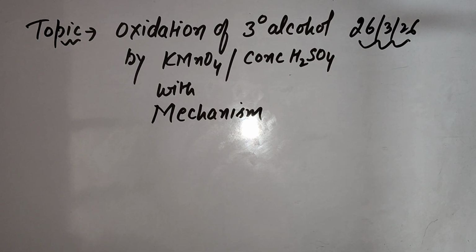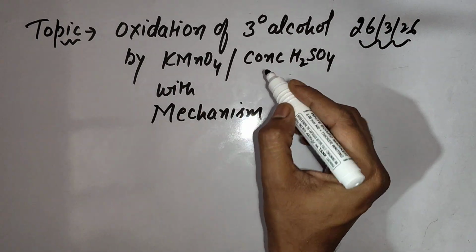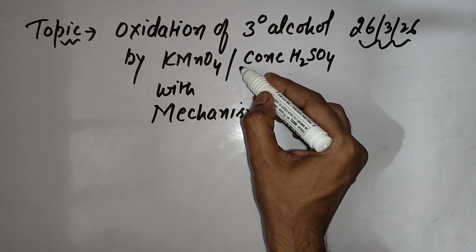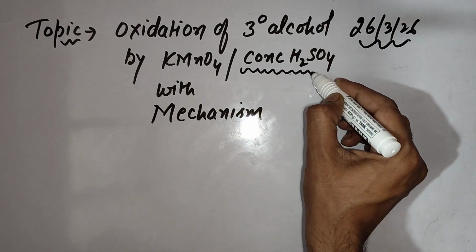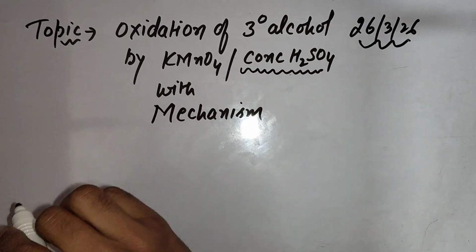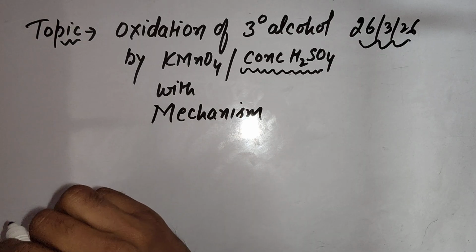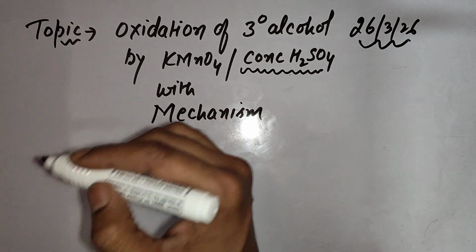In the previous video, we understood the 2-degree alcohol oxidation mechanism by KMnO4. Here we have a 3-degree alcohol. But please check, for 3-degree alcohol, dilute sulfuric acid will not work. We require concentrated sulfuric acid. The topic is not in 12th class, but for JEE Advanced and B.Sc, it is there.